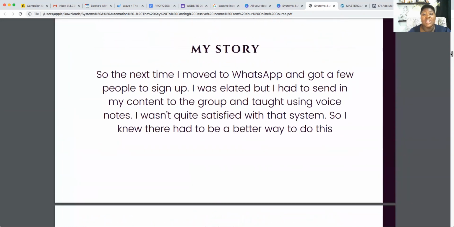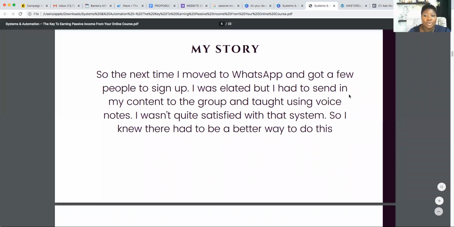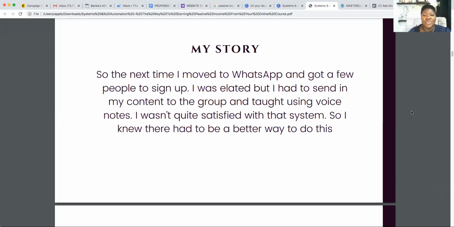Okay, so the next time I thought, let me put a few people together. Let me put a few people together, right? And then I moved it to WhatsApp, got a few people together to sign up. I was elated, but I had to send my content to the group. And I taught using voice notes. I wasn't quite satisfied with that system, and I knew there had to be a better way to do this.